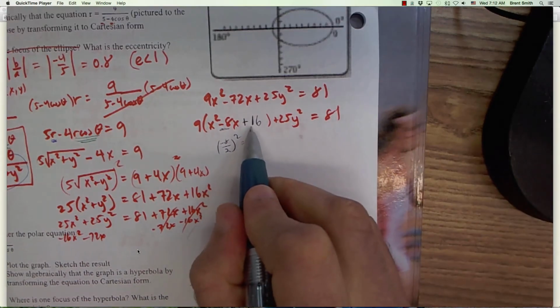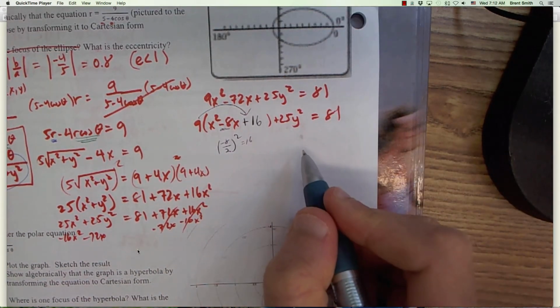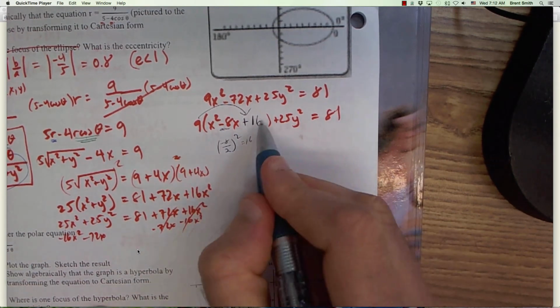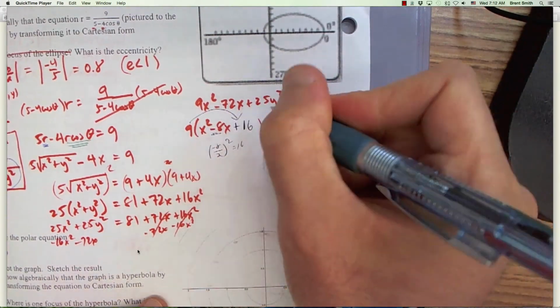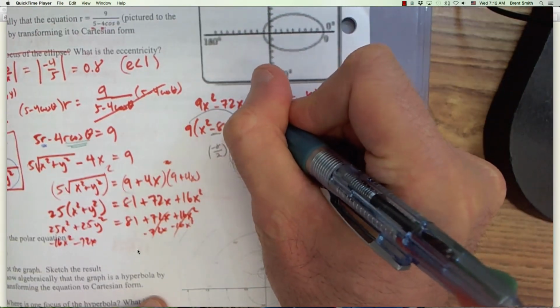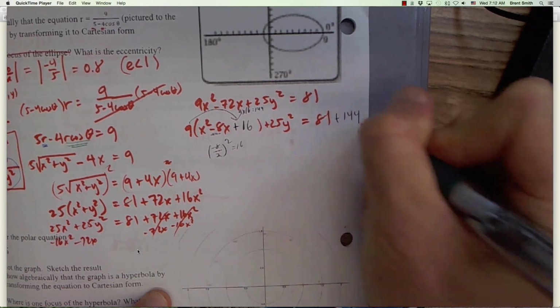Except really, I shouldn't say that, I didn't add 16, I added 9 times 16. 9 times 16 is 144. So I'm actually going to add 144. Right, 9 times 16 is 144. So I'm going to add 144 to both sides.